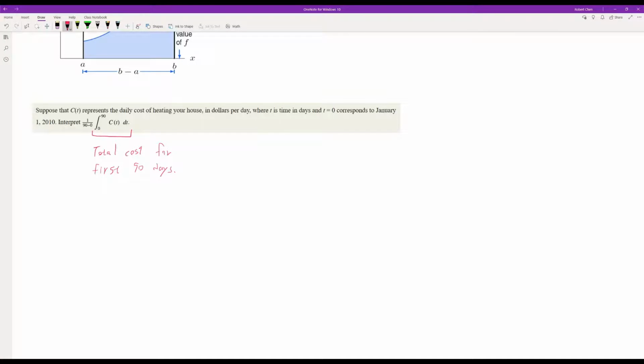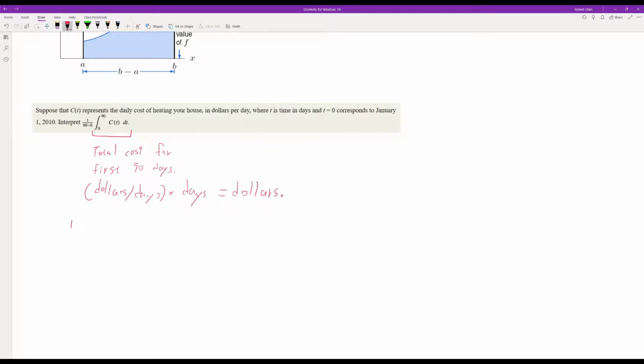When we divide by 90, that gives us the average. So this whole thing is giving us the average cost per day to heat your house during the first 90 days of 2010. And then we can compare the units. The unit for the definite integral is dollars per day multiplied by days, which gives you the total cost in dollars.